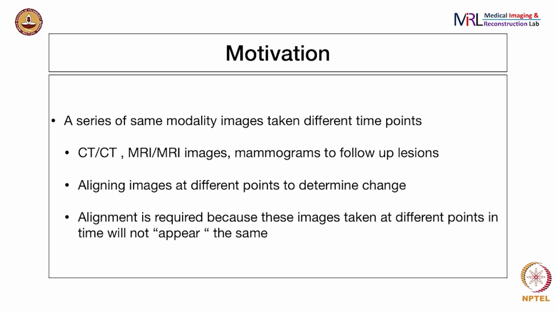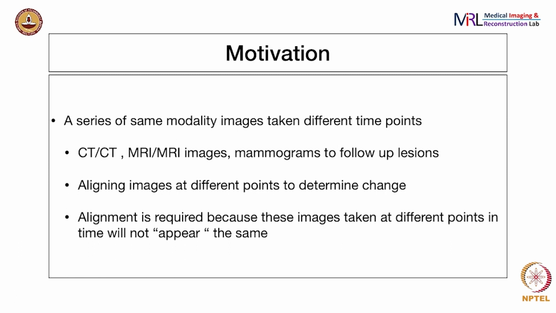Because the problem is that even though these images are of the same patient, they are taken at different time points and they will not appear the same. Primarily because the orientation of the patient, the way he lies in the scanner bed, where the body is oriented, etc., might be different. In addition, the anatomy is not strictly rigid, so there will be some deformation of the anatomy as the patient lies down, and it will be a different deformation every time a patient lies down. So that change is always there.